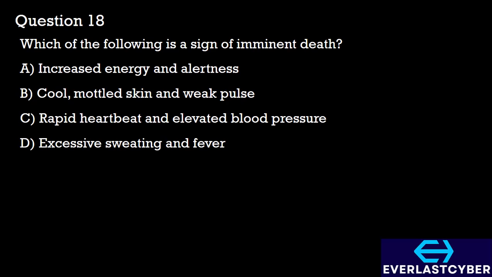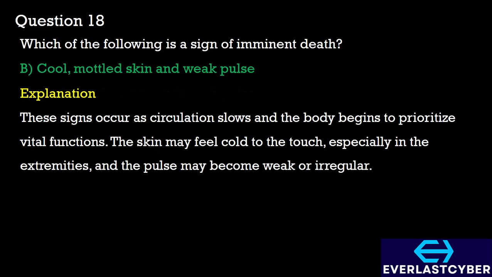In option C, while a rapid heartbeat and elevated blood pressure can occur in the early stages of illness, it is not typical of imminent death. As death approaches, the heart rate often becomes irregular and weaker, and the blood pressure drops. Excessive sweating and fever are symptoms that may be present in some medical conditions or infections, but they are not signs of imminent death. So out of the options, the sign of imminent death is option B, cool mottled skin and weak pulse.